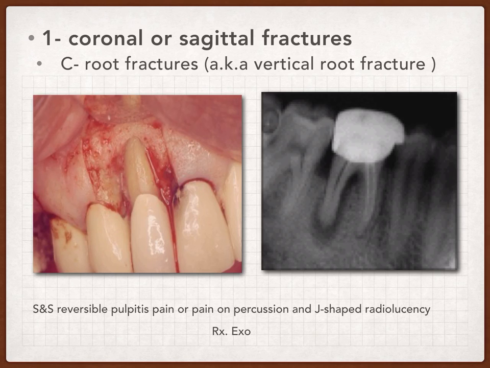It is always not savable. Save what? The root is fractured. Do endo for it? You can't do anything. You either do an amputation if it is a multi-rooted tooth and one of the roots is fractured, or a hemisection if it is a lower six, an amputation if it is an upper six or any upper molar, and if it is a single-rooted tooth, it should be extracted.